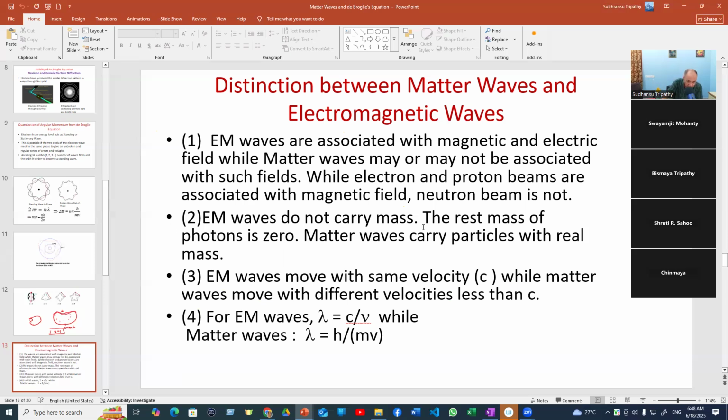Electromagnetic waves do not carry mass, rest mass, but the rest mass of photon is 0. But matter waves, they carry a non-zero rest mass. Electromagnetic waves all move with velocity c, but matter waves, real particles, cannot move with c, they have to be less.